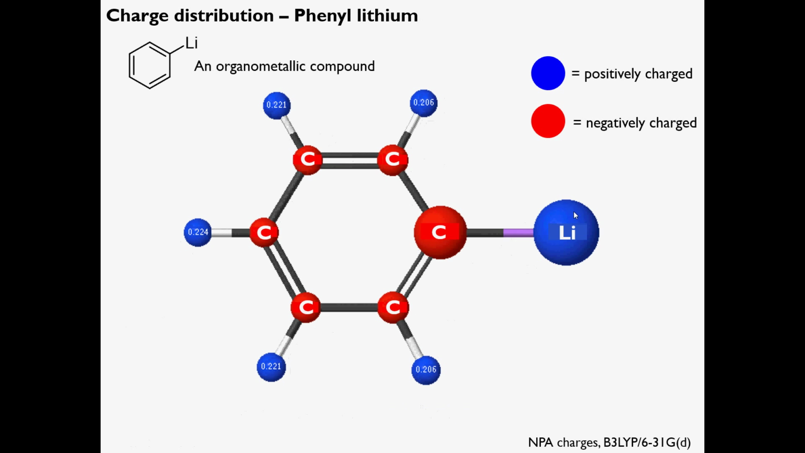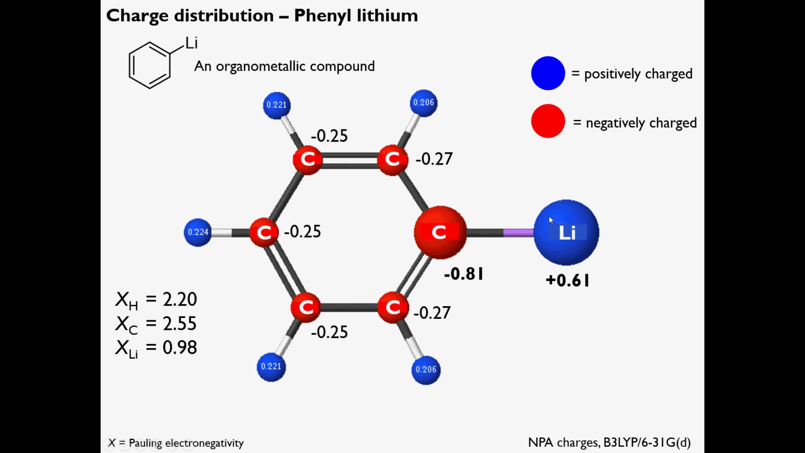Let's take a look at phenyl lithium. I've chosen this as an example of a typical organometallic compound just for comparison with chlorobenzene. All we've done is change the carbon-chlorine bond to a carbon-lithium bond. On the face of it, there's one big change. Nothing has really changed in the benzene ring, and we might not expect it to. But what has changed is that this carbon atom, which in chlorobenzene was positively charged, is now very strongly negatively charged. And in contrast to the chlorine, the lithium is now strongly positively charged.